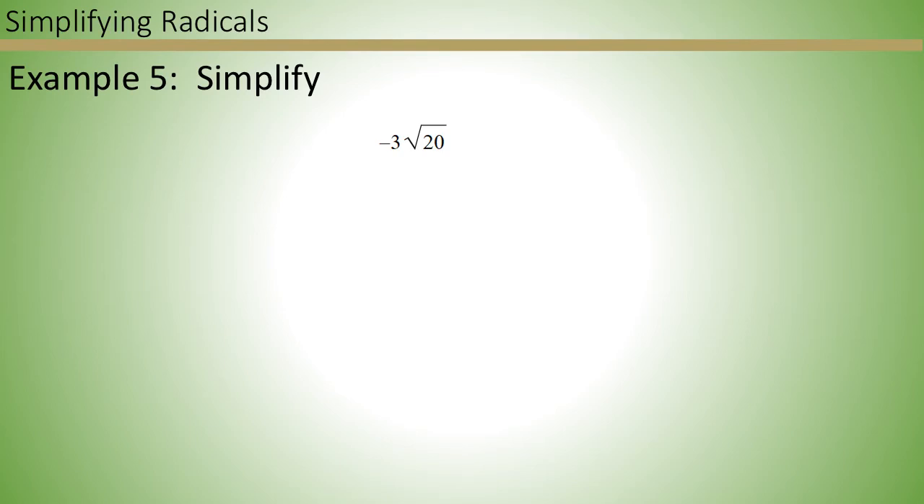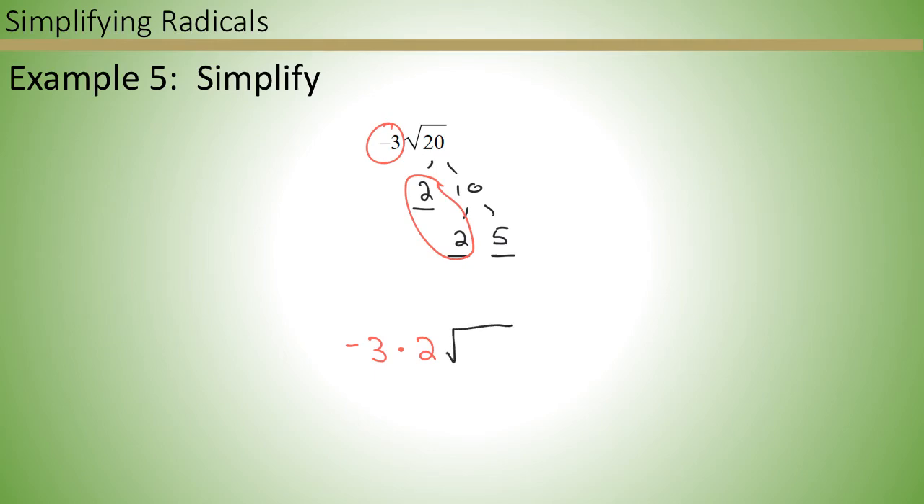Same idea on this one. We want to break apart the 20. That's going to be 2 times 10 and 2 times 5. Okay, so these are my prime factors of 20. I have a pair of 2's and this negative 3 that was already on the outside. So negative 3 times 2 are my outside. This 5 right here does not have a partner, so it stays inside. Okay, so we end up with negative 6 root 5.